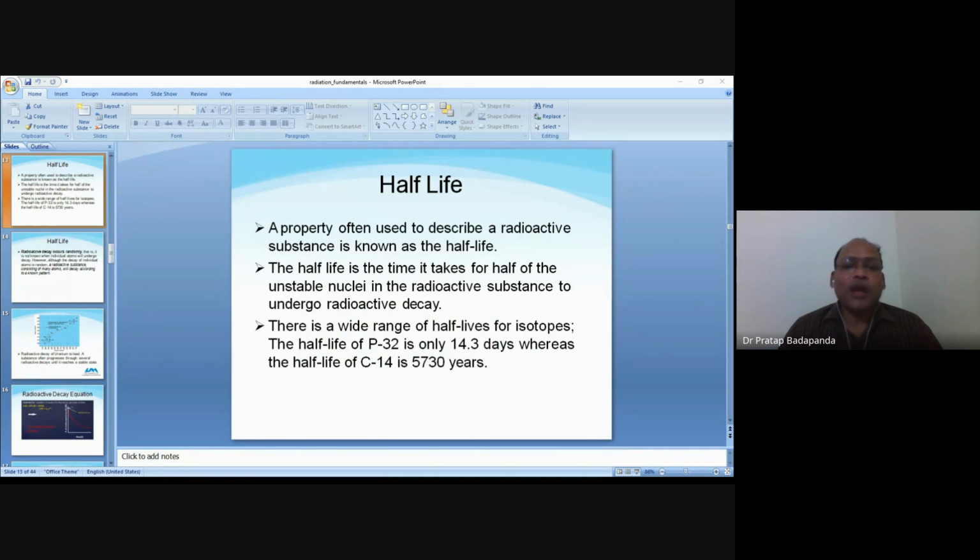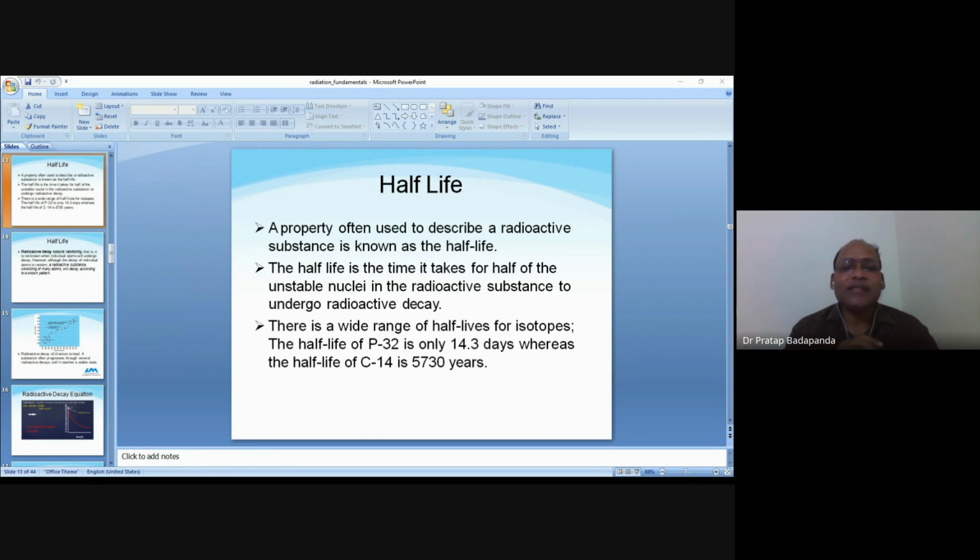Okay. So the half life is the time taken for half of the unstable nuclei in the radioactive substance to undergo radioactive decay. For any radioactive element, the half life is the time for half of it to decay. A radioactive element cannot decay fully, that is not possible, because it is interconvertible.